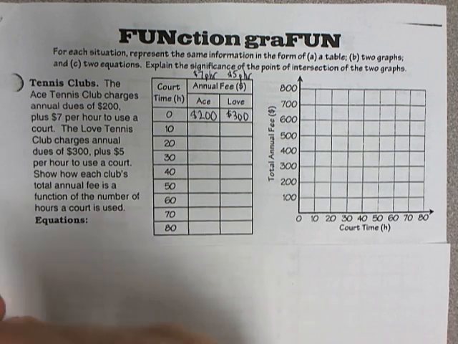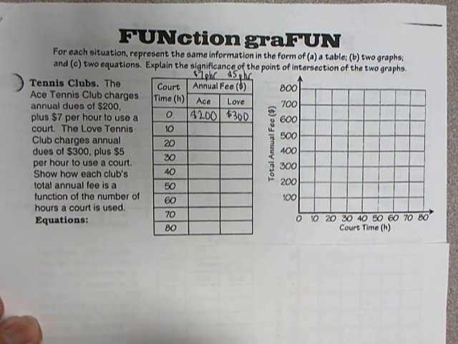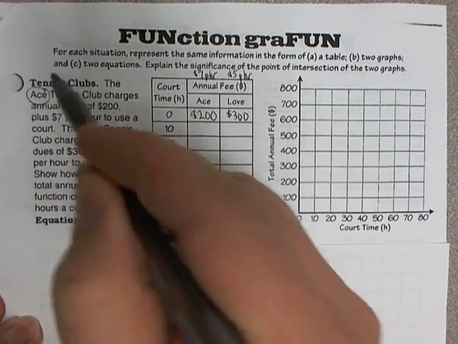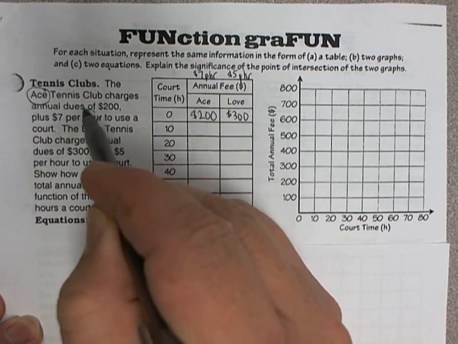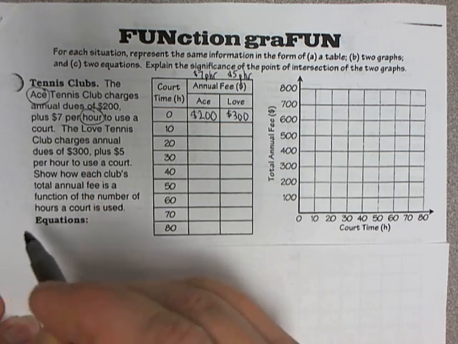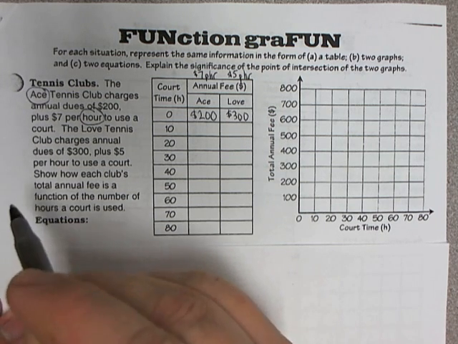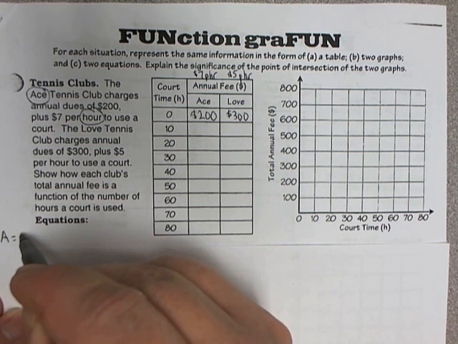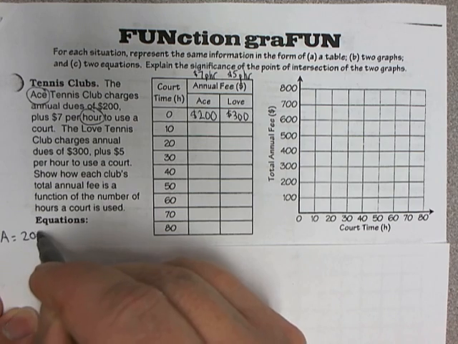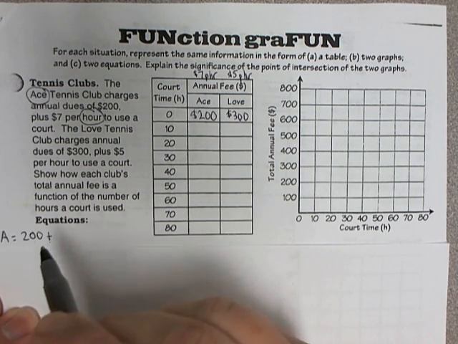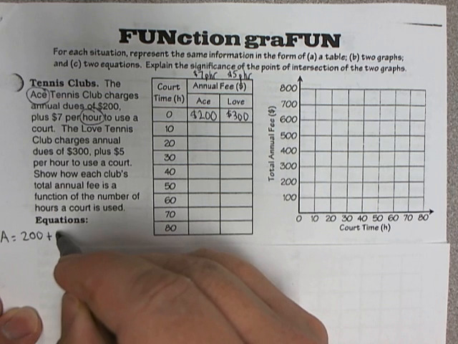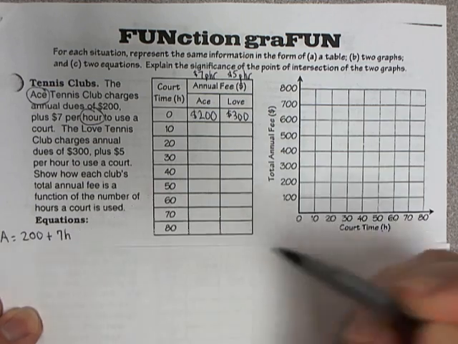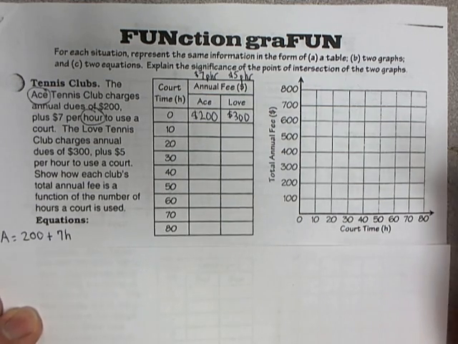So let's first write the equation for Ace. So let's define our variables. The first variable we're going to use is the letter A for Ace and the letter H for hours. So the cost at Ace Tennis Club is equal to the annual due of $200 plus the cost per hour to use a tennis court. So we're going to represent the cost per hour as 7 times H. Okay, so that's the equation for Ace Tennis Club.